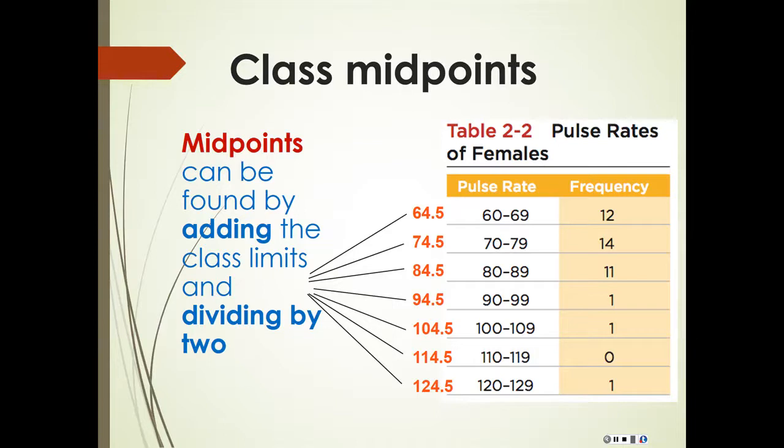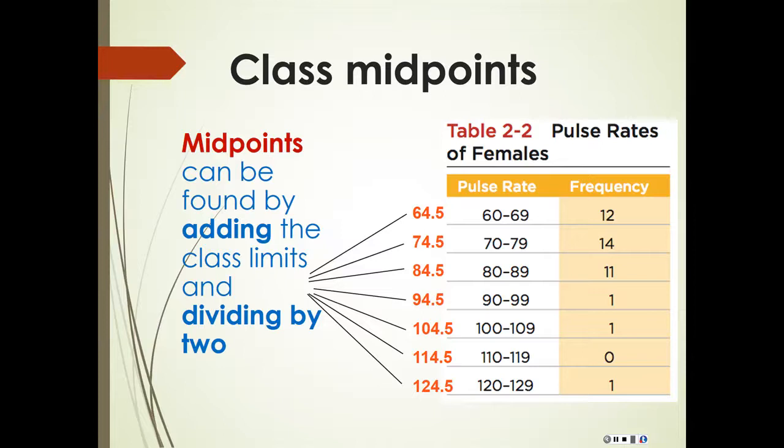Class midpoints are the middle of every class interval. My first class here contains the numbers 60 through 69. But the middle number of 60 through 69 is 64.5. I can find that easily enough because if I go 60, 69, 61, 68, 62, 67, 63, 66, 64, 65, in between 64 and 65 is 64 and a half.